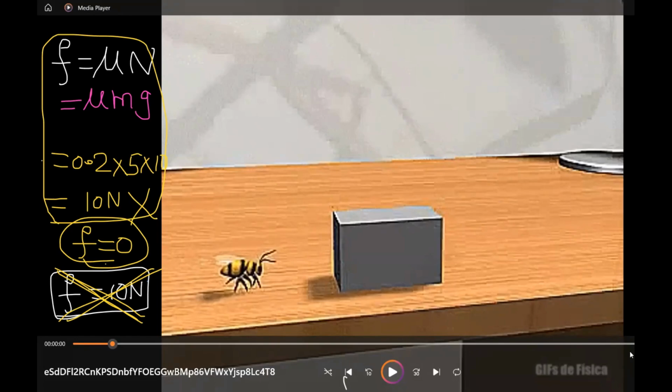I gave a 5 kg body resting on a table having coefficient of friction 0.1, correct or not? How much frictional force is acting on it? 0, because there is no applied force. Clear or not? If you apply force, then only friction will act, or else it won't act. Newton's law will go wrong. You are telling only friction is acting.